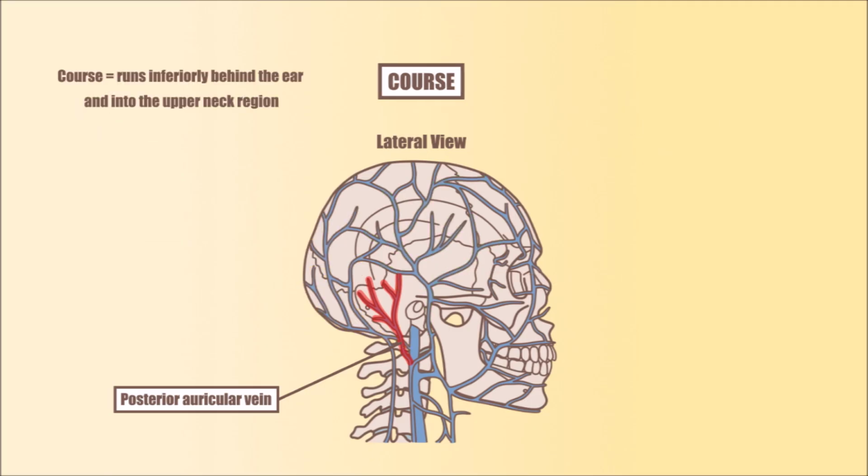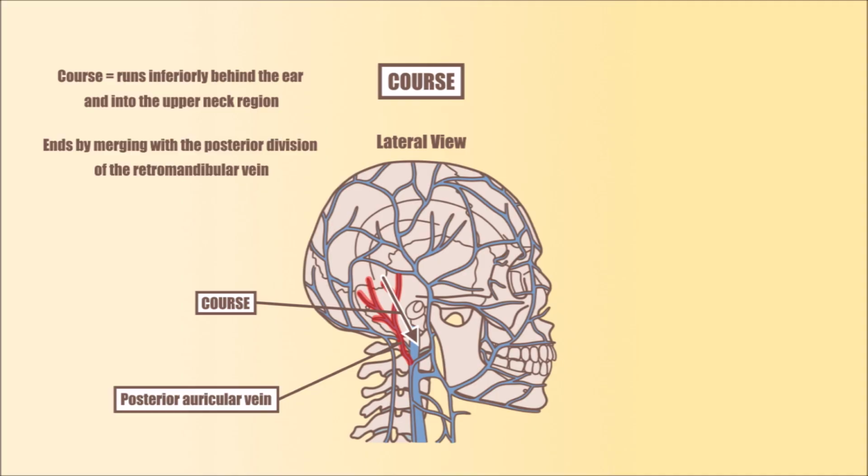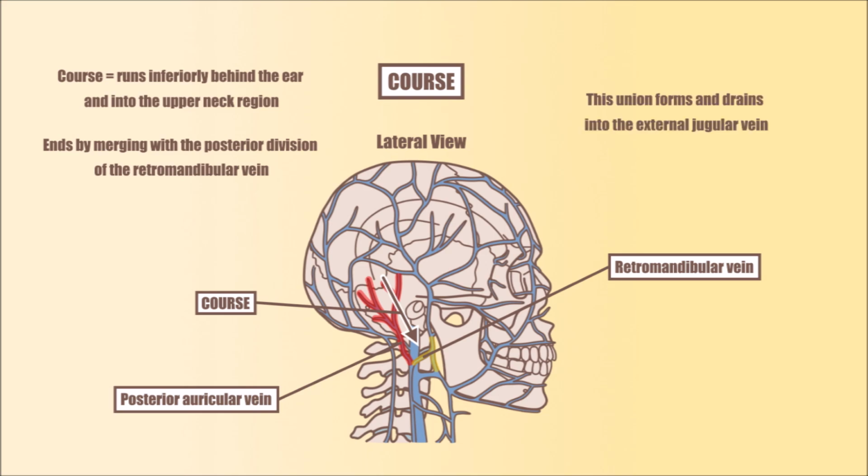What is the course of this vein? This vein runs inferiorly behind the ear and into the upper neck region. Here it ends by merging with the posterior division of the retromandibular vein. The retromandibular vein can be seen here highlighted in yellow. This union forms and drains into the external jugular vein. The external jugular vein can be seen here highlighted in purple.